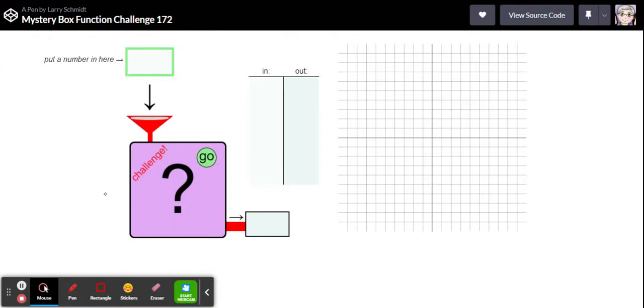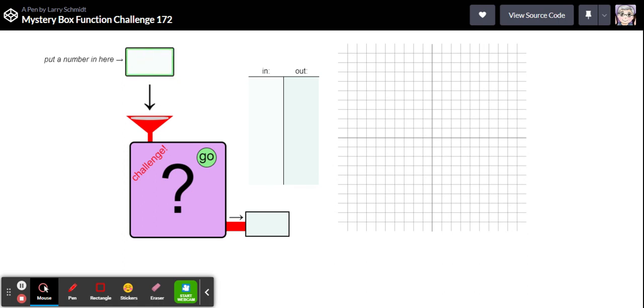Hello everybody and welcome to another Mystery Box Function Challenge. In the purple box there is some mystery math and your challenge is to figure out what that is. Today is Friday, so that math is going to be extra challenging. You can use the link in the description to try it out, and when you think you've got an idea, come on back and see if we get the same thing.